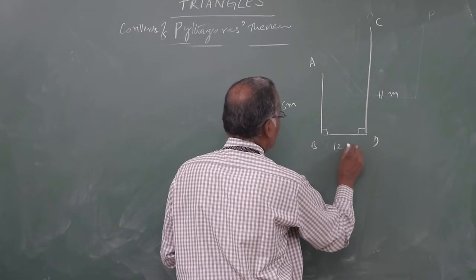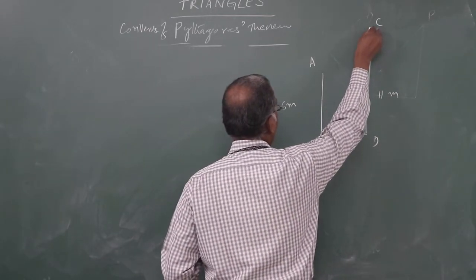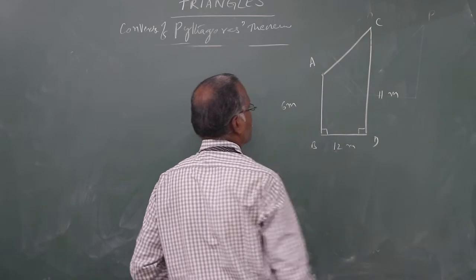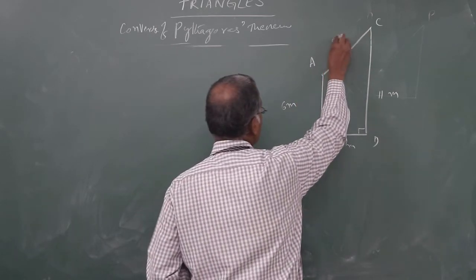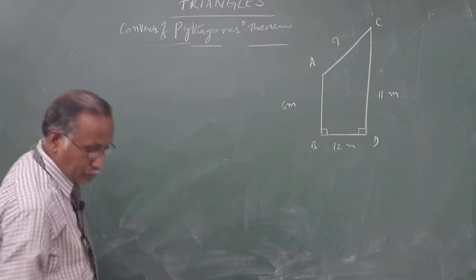Now, this is 12 meters they have given. Find the distance between their tops. A and C are the tops of these vertical poles. We have to find out the distance AC. Now, what have to do here?